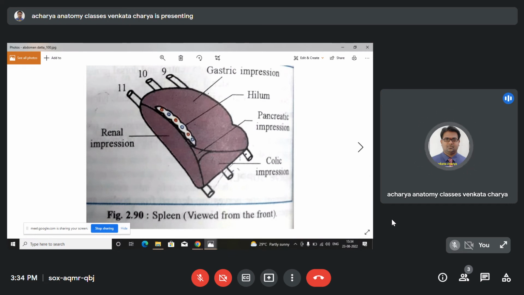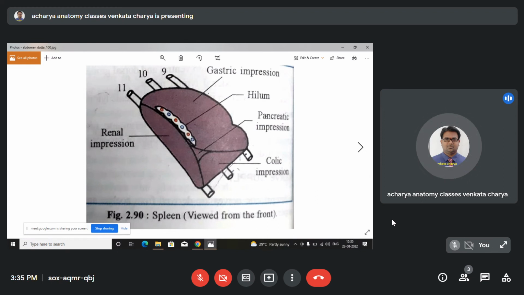Which structures enter? The splenic artery and splenic vein. Three branches of the splenic artery and three branches of the splenic veins enter into this site we call the hilum. Okay, next.